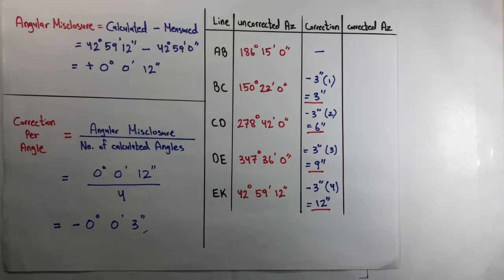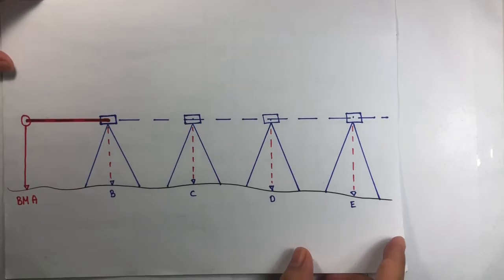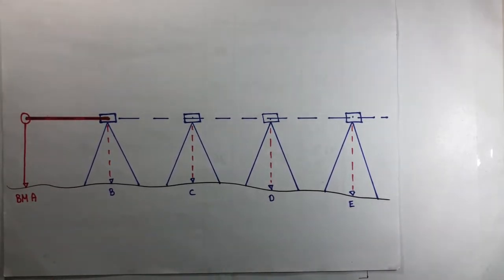So I can mark the corrections. Okay, why did we do it in this way? Because the error is cumulative. Okay, so let's look at this page to understand why it is cumulative.